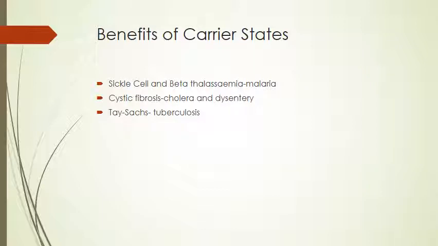If we look at some of the benefits associated with being a carrier, and we will study this in more detail when we start to look at population genetics: if you carry the gene for sickle cell and beta thalassemia, it protects you from getting malaria. If one carries the gene for cystic fibrosis, it protects you against cholera and dysentery. And if one carries the gene for Tay-Sachs, we see that they are protected from tuberculosis. As I said, we will be looking at this in more detail.